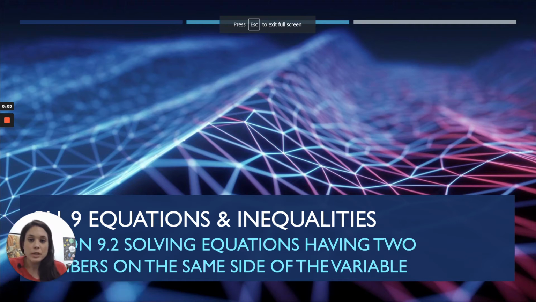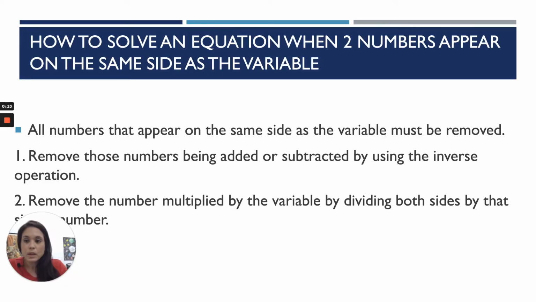This is chapter 9, equations and inequalities. Today we're focusing on lesson 9.2, solving equations having two numbers on the same side of the variable. So there are a few rules we need to follow. How to solve an equation when there are two numbers that appear on the same side with the variable.